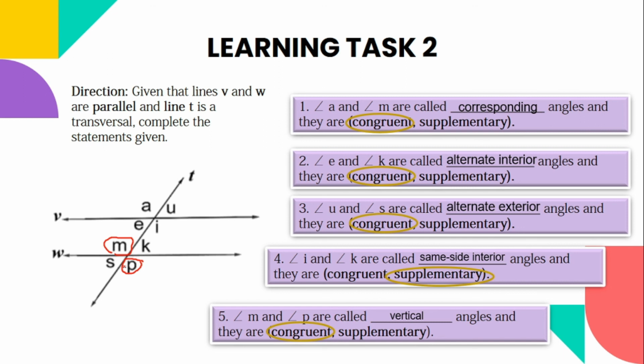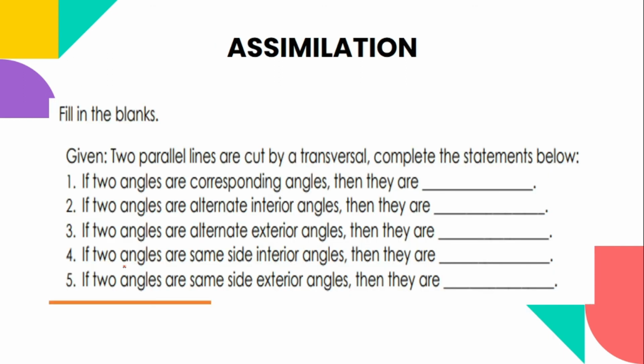Okay? So let's have this last task for our assimilation. Given the two parallel lines cut by a transversal, let's complete the statements below. If two angles are corresponding angles, then they are congruent. If two angles are alternate interior angles, then they are congruent. If two angles are alternate exterior angles, then they are congruent. And if two angles are same side interior angles, then they are supplementary, which means their sum is 180 degrees. And if two angles are same side exterior angles, then they are supplementary.